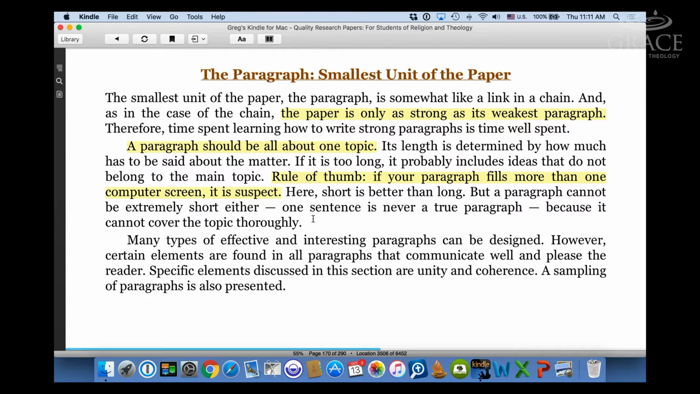So the paragraph, the smallest unit of the paper. A paper is only as strong as its weakest paragraph. A paragraph should be about one topic, and I'm trying to drive that point home. Rule of thumb, if your paragraph fills more than one computer screen, it is suspect. A short paragraph is better than a long one. But you don't want a bunch of 3-line paragraphs. It's better to be short than long.